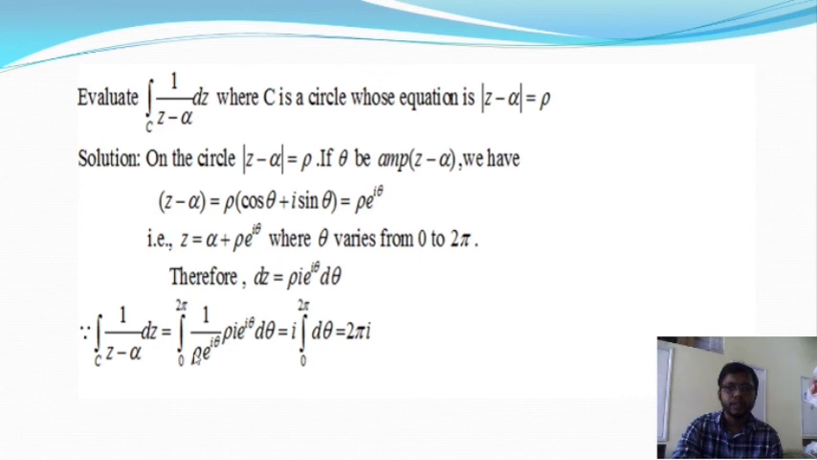After cancelling the terms rho and e to the power i theta from numerator and denominator, we will get i into the integral from 0 to 2 pi of d theta. So the integral value of this integration, the definite integration from 0 to 2 pi of d theta, is equal to 2 pi i.